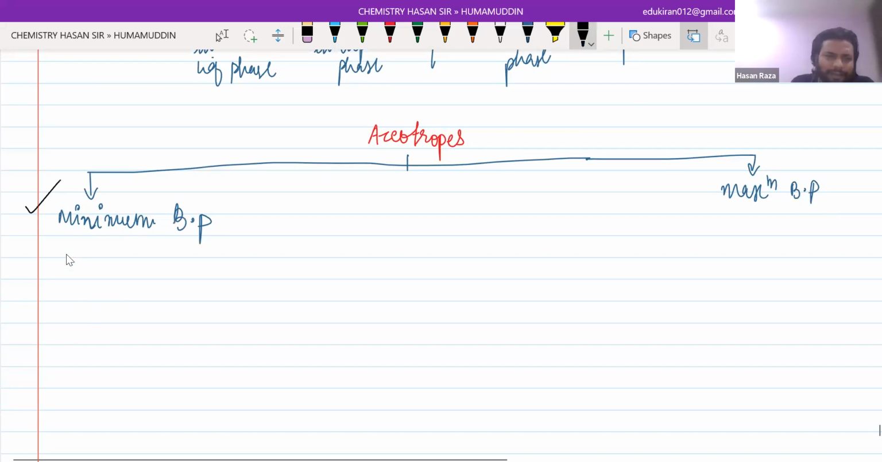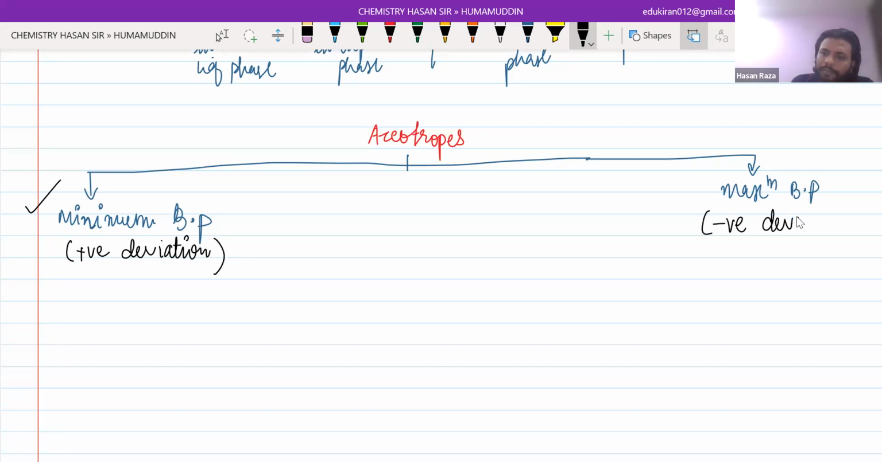Minimum boiling point, basically the solution which shows positive deviation will have minimum boiling point, and the solution which shows negative deviation will show maximum boiling point. Why? As you know, in positive deviation, basically the graph was like this. This was the graph for ideal solution, but for positive deviation, the graph was like this. Yes or no?